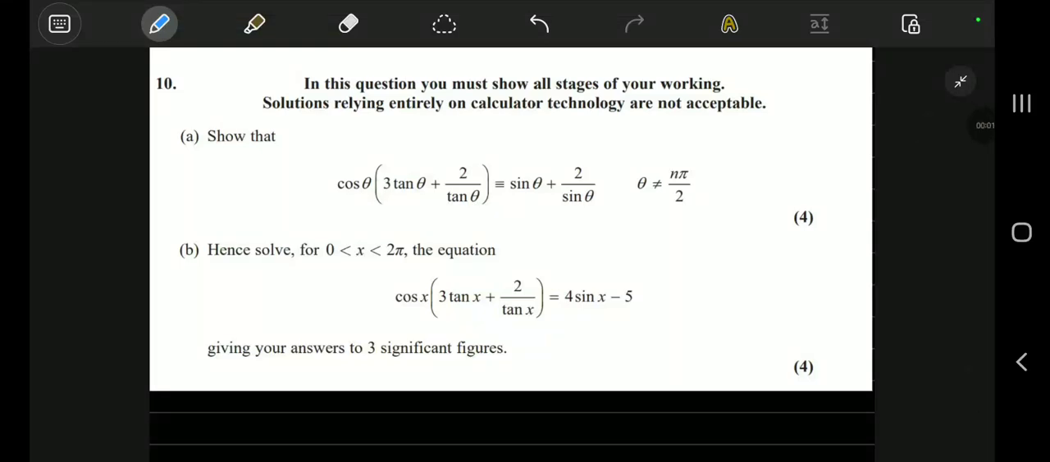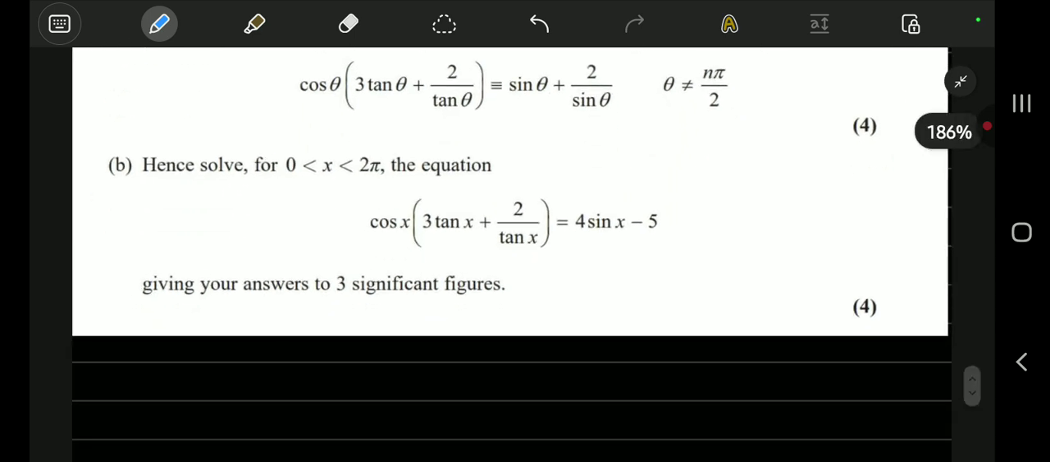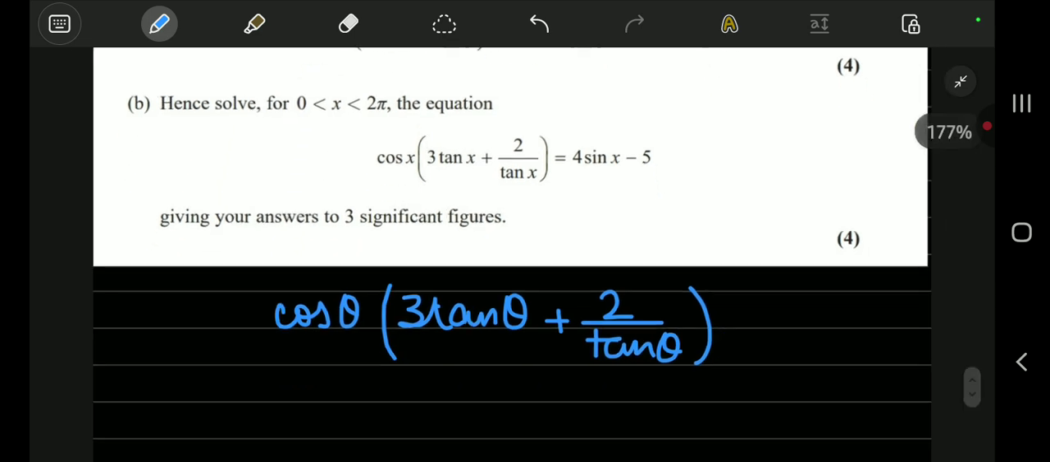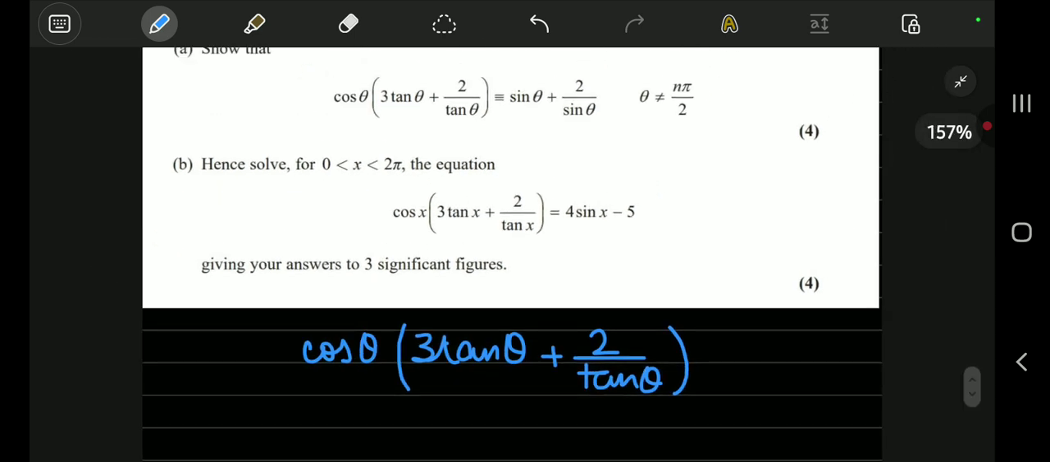Okay, lastly, we have question 10 about trigonometry. Show that cos theta times this is equivalent to sin theta plus 2 over sin theta. Okay, so for proving this out, let's first do this. Cos theta times 3 tan theta plus 2 over tan theta. Let's take the left hand side, which we need to prove equals the right hand side.